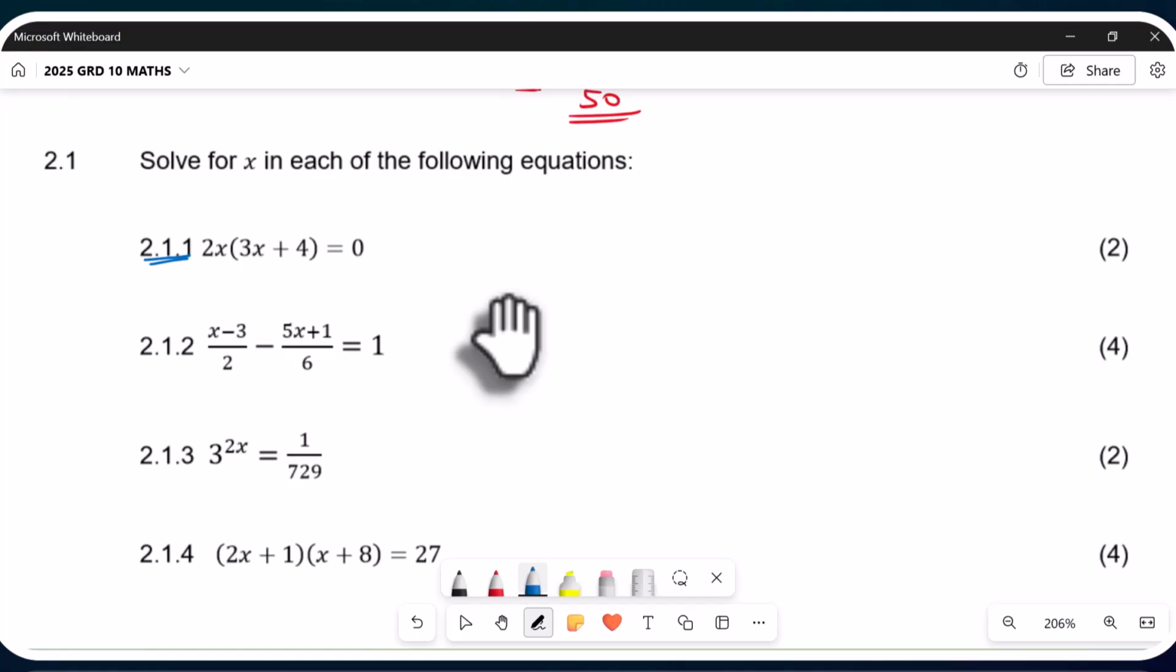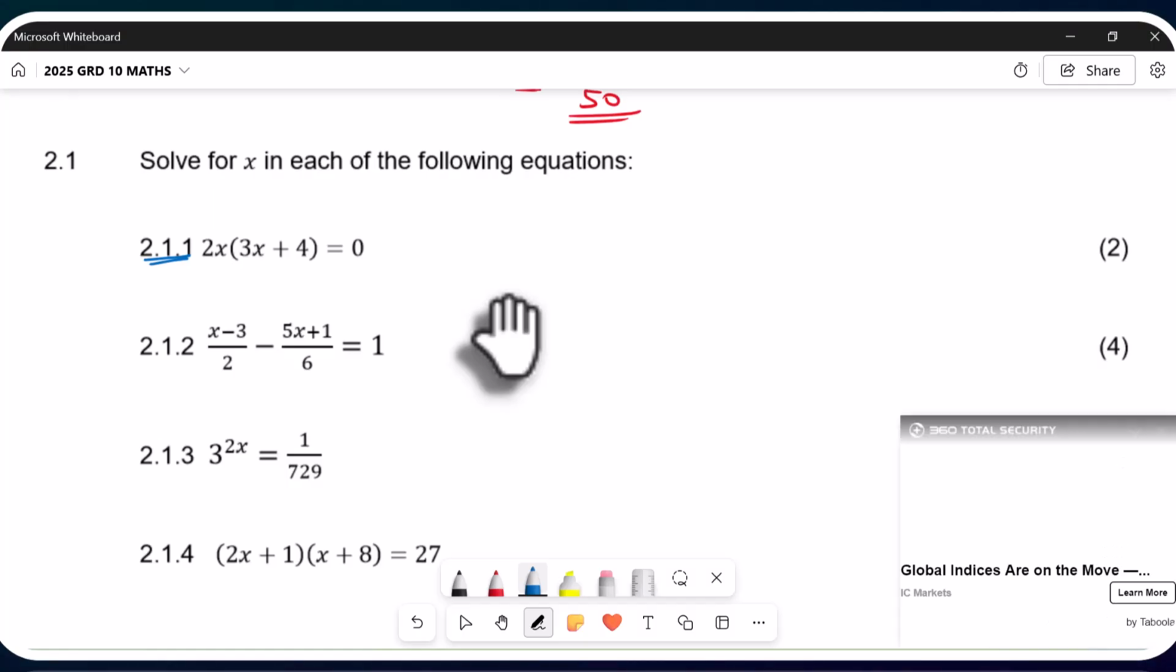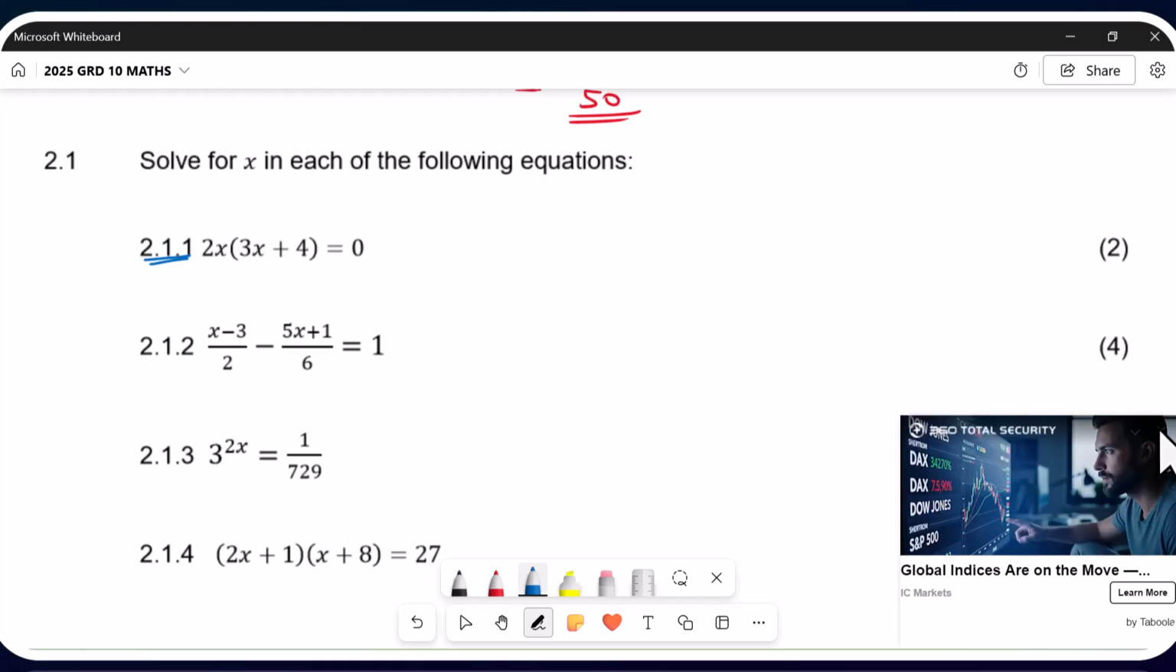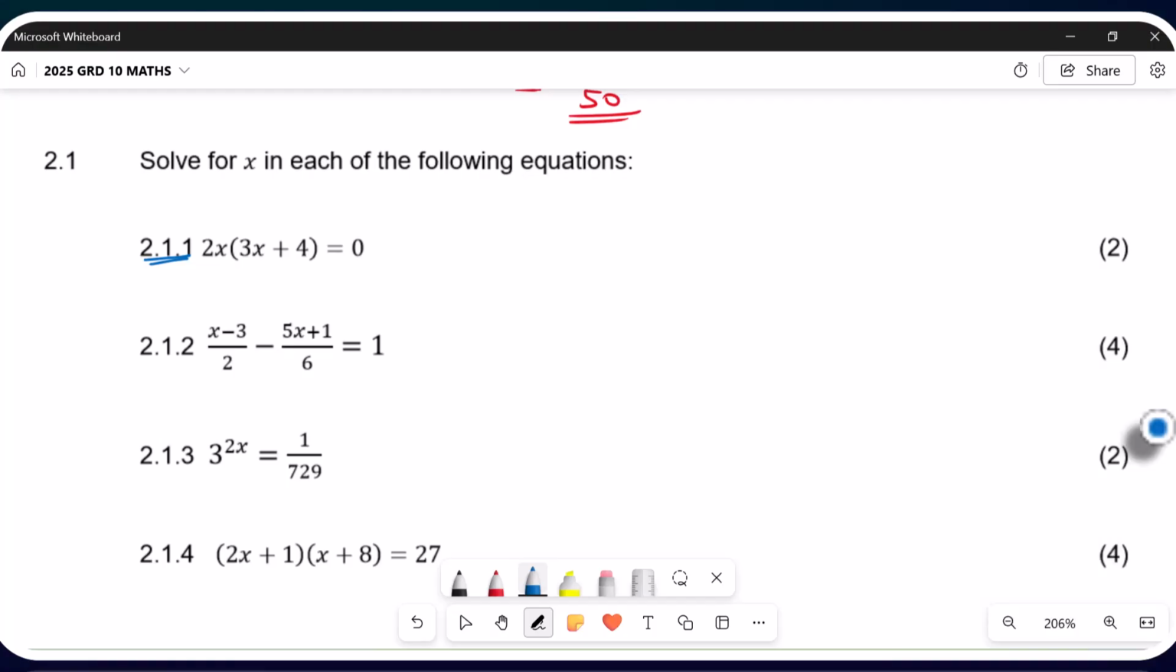Now for this one, we need to bracket both. So it's going to be minus 5x here, then minus 2x minus 1 equals 0. Then plus 4 divided by 6 here, or do we need to? Equals what? Equals 1.